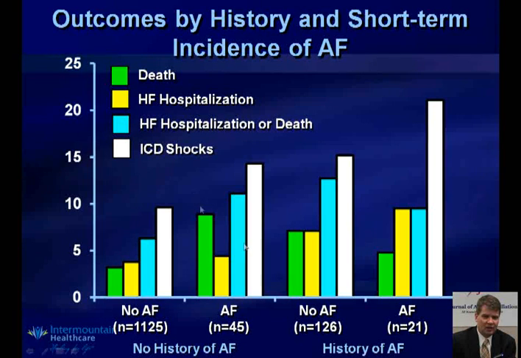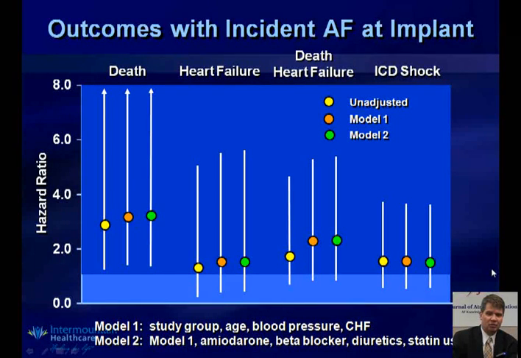Probably the most enlightening is looking at those that develop atrial fibrillation and those that have atrial fibrillation during the study. And really, these patients ultimately behave more like those that had long-term atrial fibrillation. What we see here is, again, the 3 models, but specifically looking at those that develop atrial fibrillation after device implantation. We see an increased risk of all outcomes.